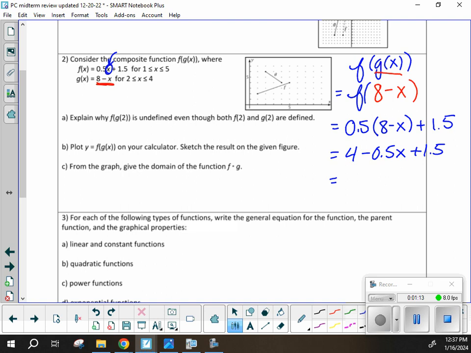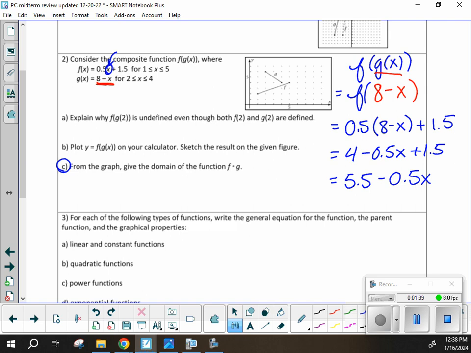So the equation for f of g of x looks like this, which would just be a straight line, slope of -1/2, y-intercept of 5.5. That's a little bit hard to get out of the calculator, in this one in particular, because you're going to see just this little teeny tiny piece of a line. Okay, let's get that in the calculator, and then we can do the domain part C both with the calculator and then also by hand.